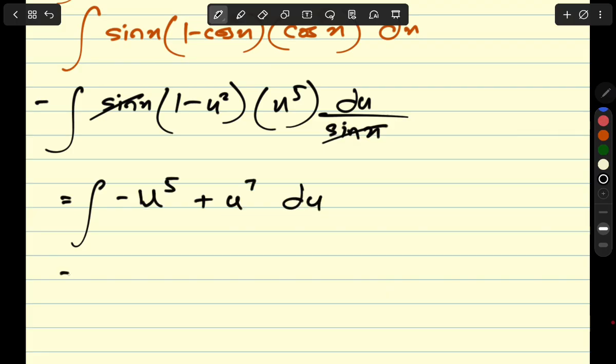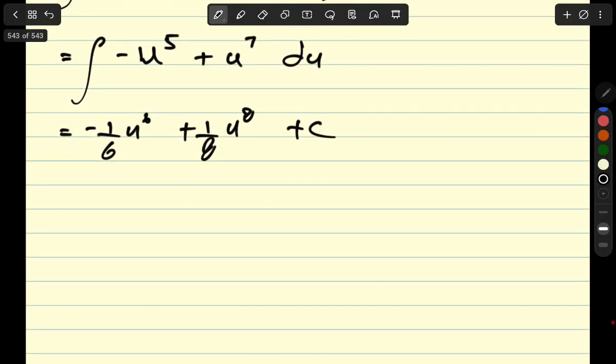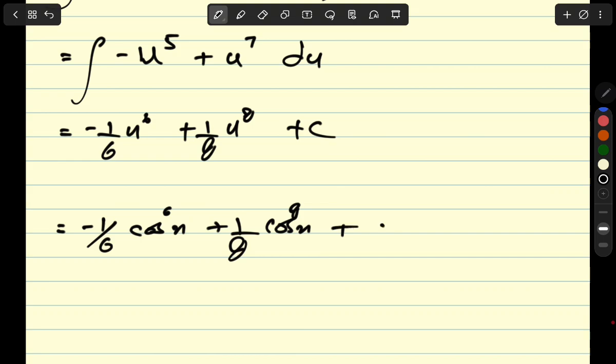and du, and this is going to become minus 1 over 6 u^6 plus 1 over 8 u^8, and a constant of integration, and u was equal to cosine of x. So this is going to become negative 1 upon 6 cos^6 x plus 1 upon 8 cos^8 x, and a constant of integration, and that's it, right?